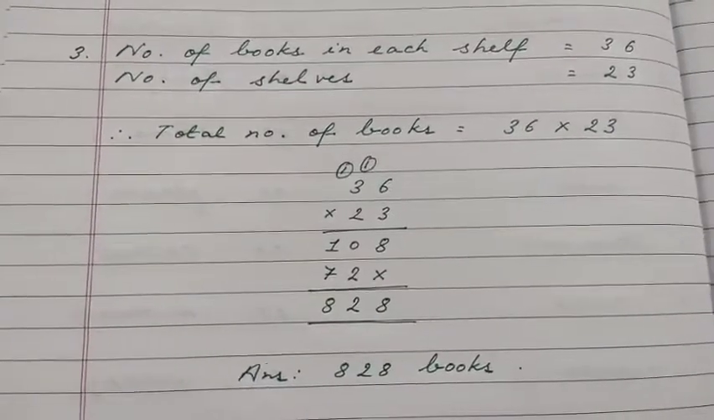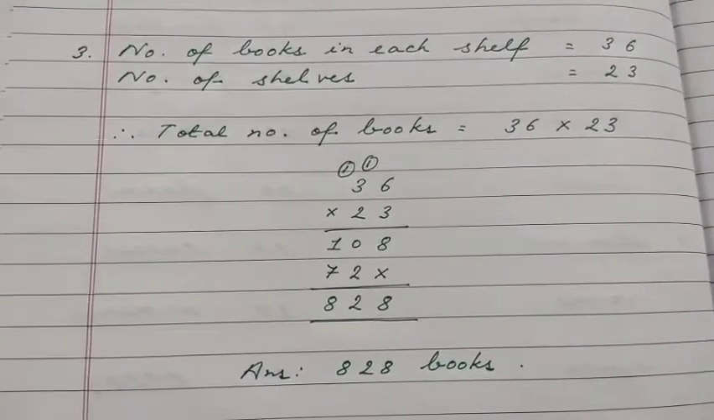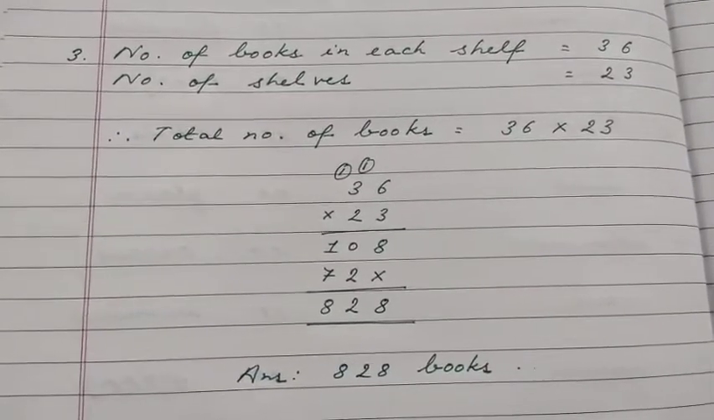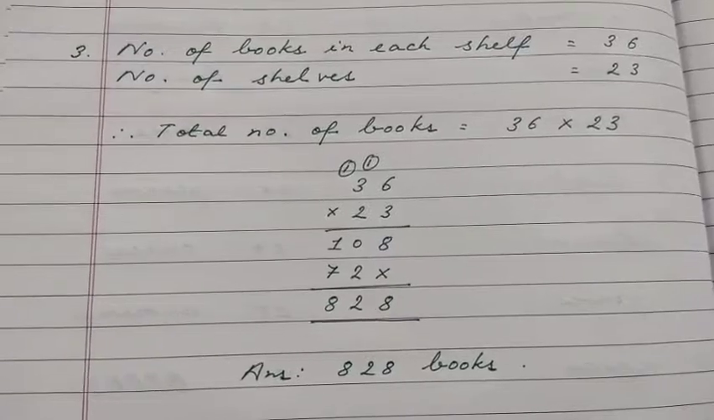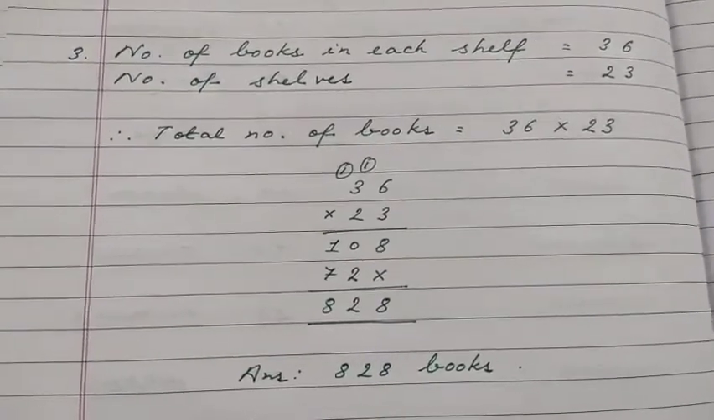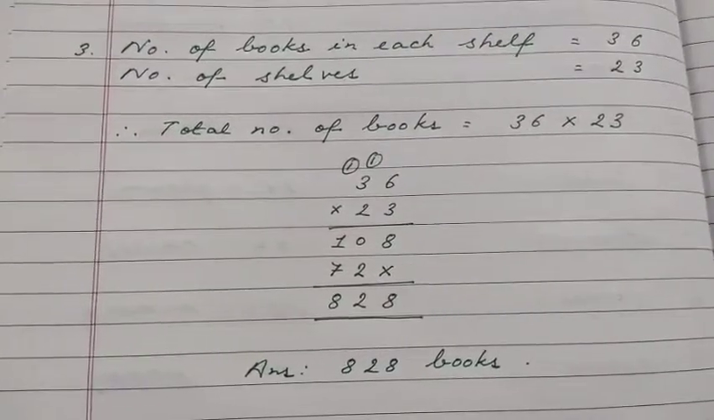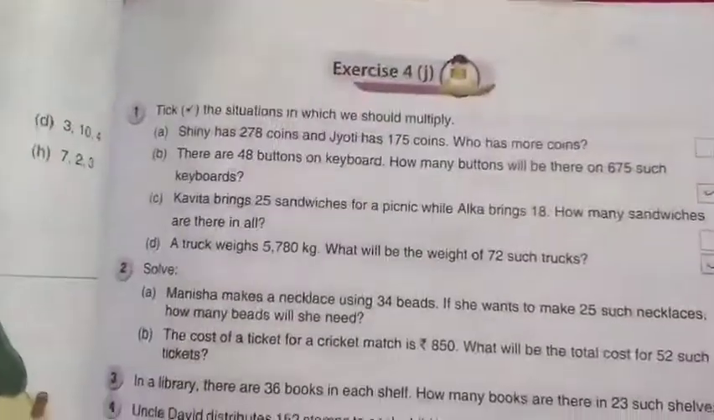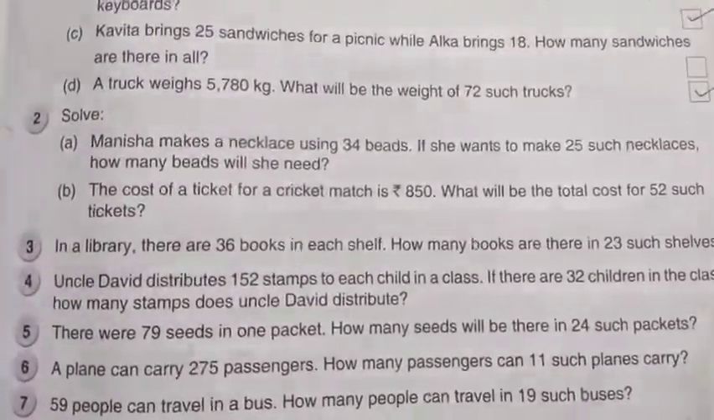Just see how I've done it. Number of books in each shelf equals 36. Number of shelves equals 23. Therefore, total number of books equals 36 into 23 equals 828 books. You have to write the answer separately. Okay, next. Number 4.